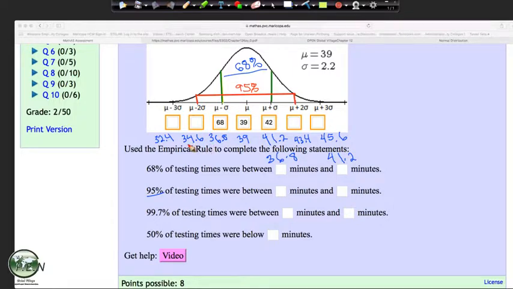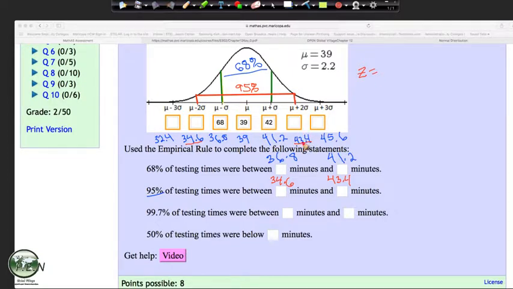So the score, 34.6 to 43.4. So this is the thing. This is the hardest part of it all, going back and forth between standard scores and data values. So this is a standard score of -2, but a data value of 34.6. Okay. This here is a standard score, or a z-score, of +2, but a data value of 43.4.